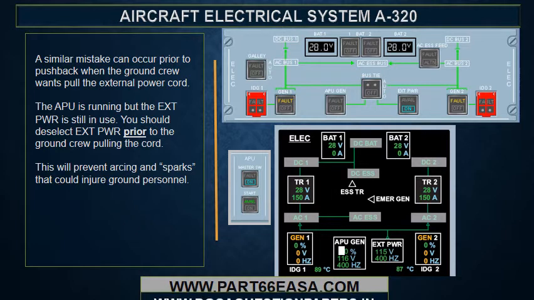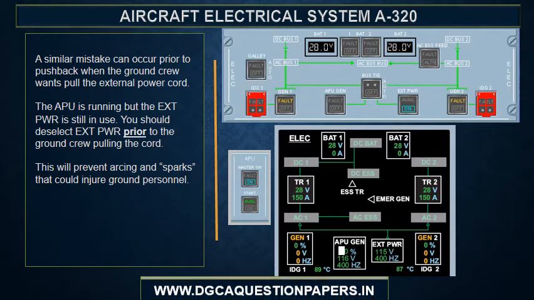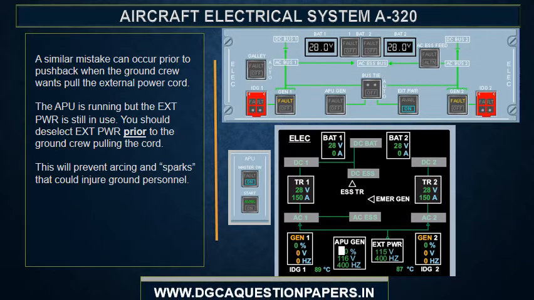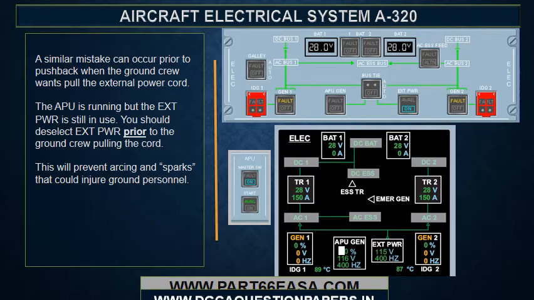A similar mistake can occur prior to pushback when the ground crew wants to pull the external power cord. The APU is running, but the external power is still in use. You should deselect external power prior to the ground crew pulling the cord. This will prevent arcing and sparks that could injure ground personnel.